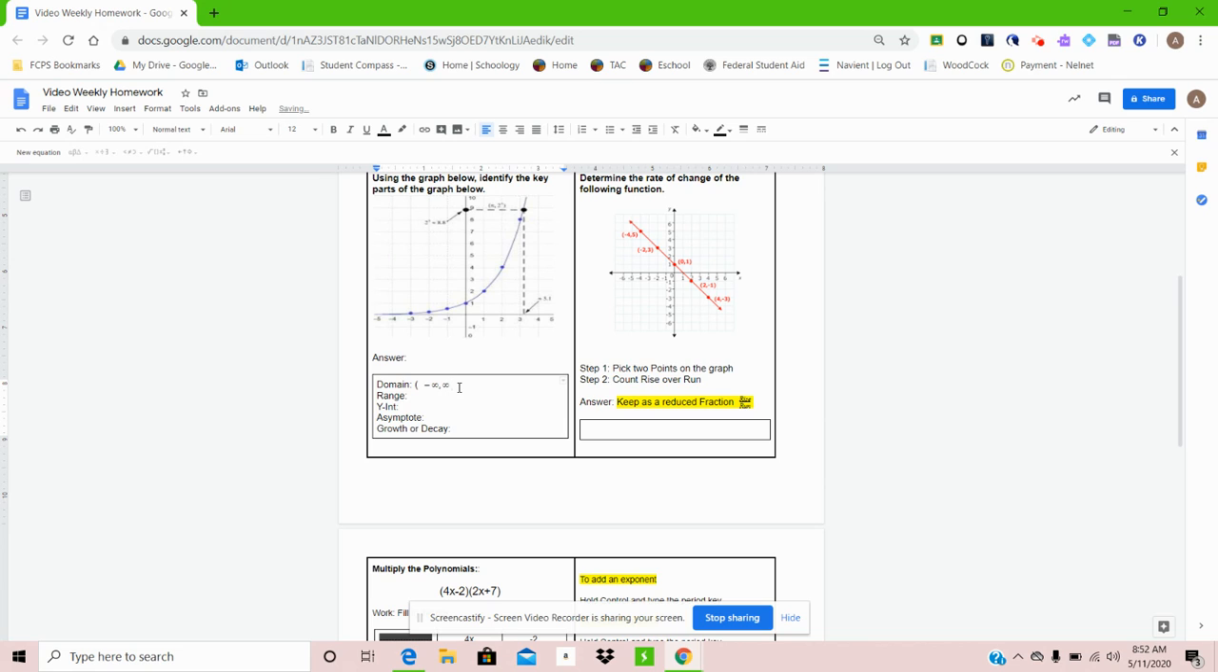So again, the domain of exponential graphs is always negative infinity to positive infinity. Your range is how low to how high. If I look at this graph, it starts flattening out right here, which leads me to believe that it never touches that 0, that y value is 0. So I know my range is 0. And then how high does it go? Well, this thing continues to go all the way up to infinity.